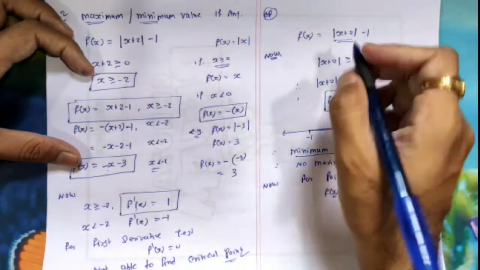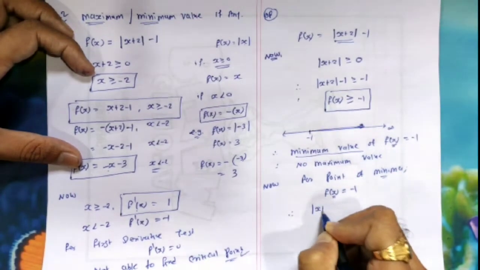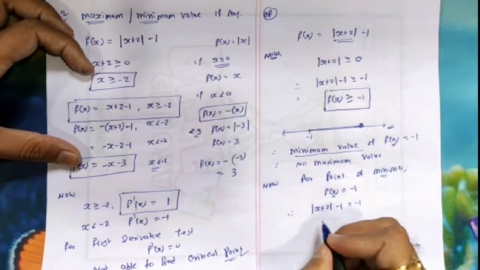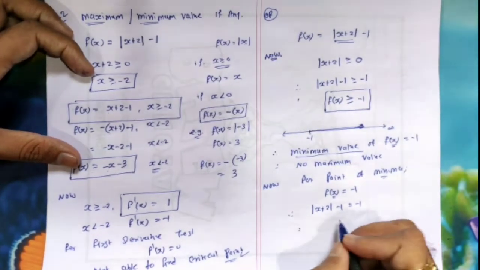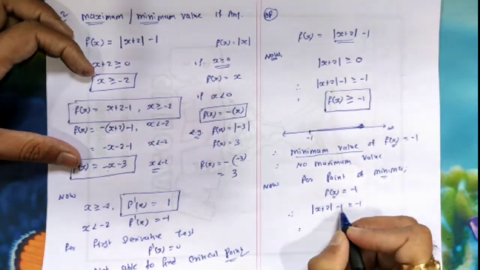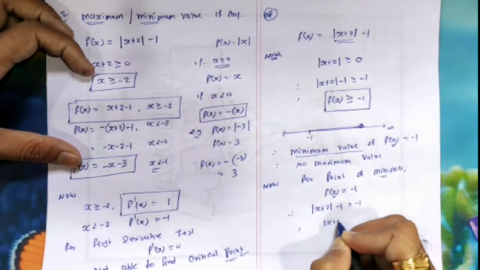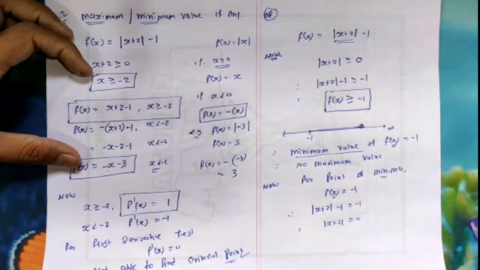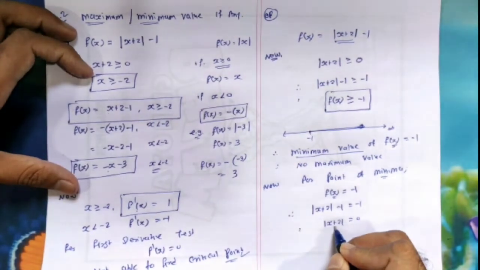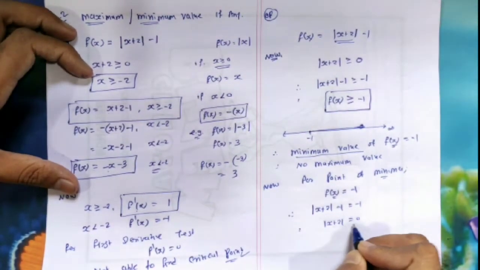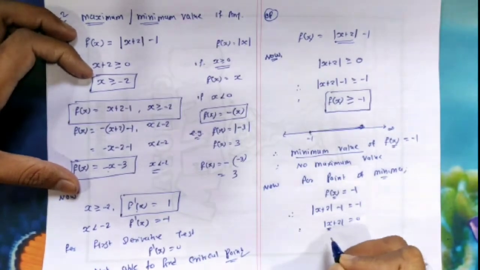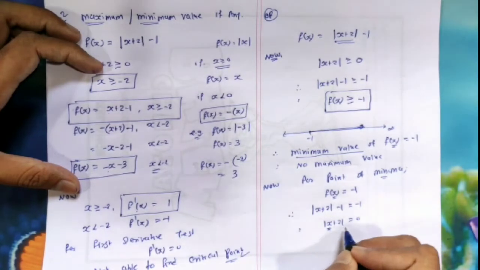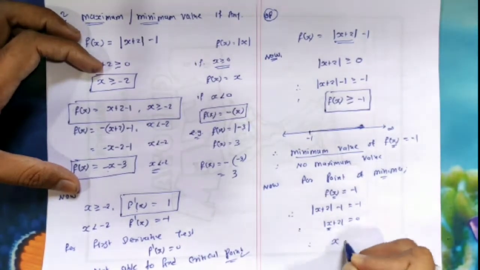So our function f of x is mod of x plus 2 minus 1 equal to -1. Now adding +1 on both sides, we can take -1 to the right hand side. It's mod of x plus 2 equal to 0. Now you have to solve this modulus. The mod of x plus 2 will become 0. ये 0 कब होगा modulus? When the value of x is -2. Put -2 over here, it's -2 plus 2 equal to 0. So the solution of this modulus is x equal to -2.